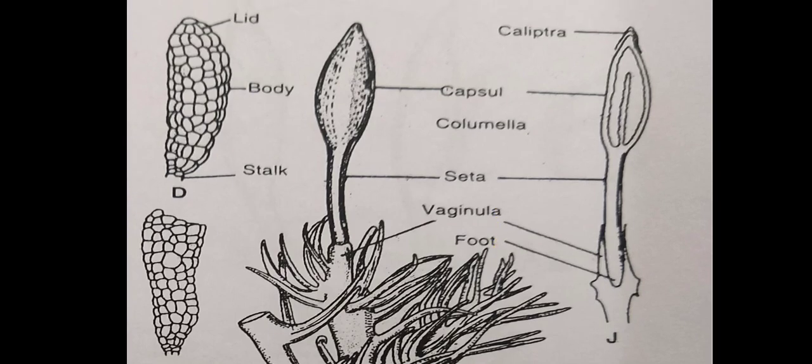Is that clear? In young condition the archegonia is stalked. Next, in the sporophytic plant body the seta is straight and elongated, and the capsule is bulbous. The middle layer is thick, the apex is tapered, and the base is tapered. This is the vaginula, the base of the foot. Then the seta, columella, and capsule. The calyptra is the outer covering of the lid cells, the opening of the capsule. After maturation the calyptra is removed, then the spores are dispersed everywhere.